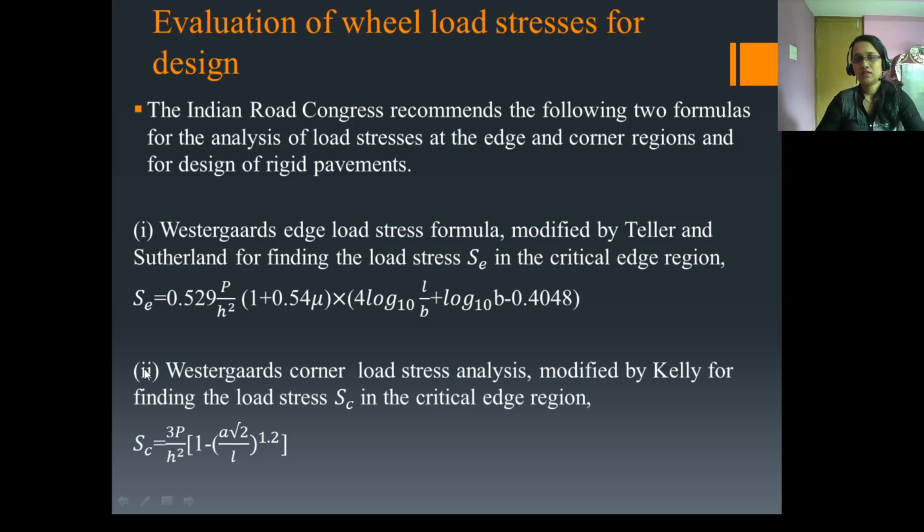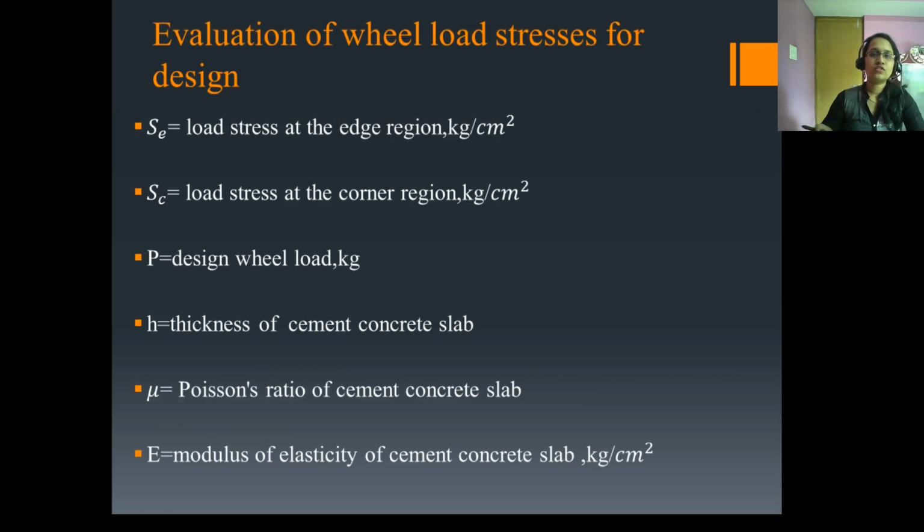Next, Westergaard's corner load stress analysis, modified by Kelly, for finding the load stress SC in the critical corner region. This is given by the formula SC equals 3P upon H square into 1 minus A root 2 upon L raised to 1.2. Where SC is the load stress of the corner region, which is in kg per centimeter square, and SE is the load stress of the edge region.